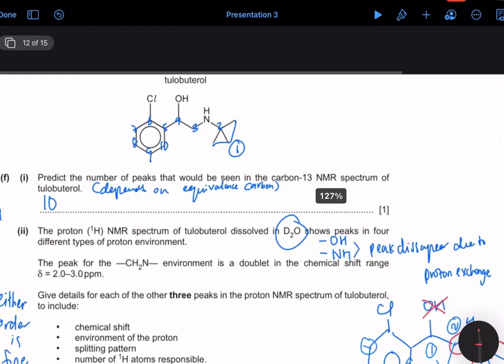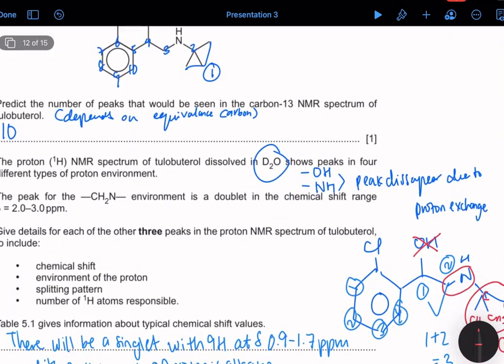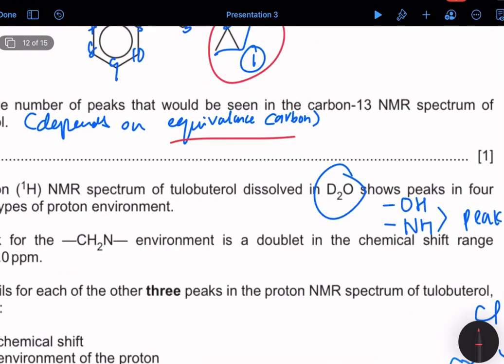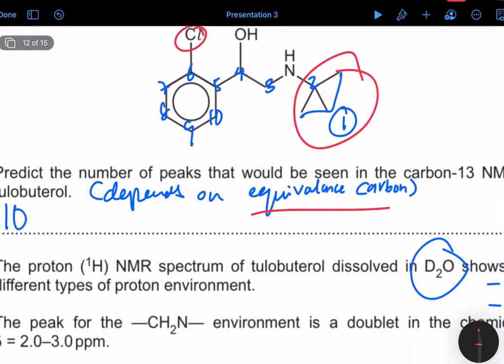Okay, so for question Fi, predict the number of peaks that will be seen in carbon-13 NMR. So yeah, this depends on the equivalent carbons. So this one is all the same, but this one, because it's bonded to Cl, it's not the same anymore, so they're no longer equivalent. So there's like 6 different carbons.